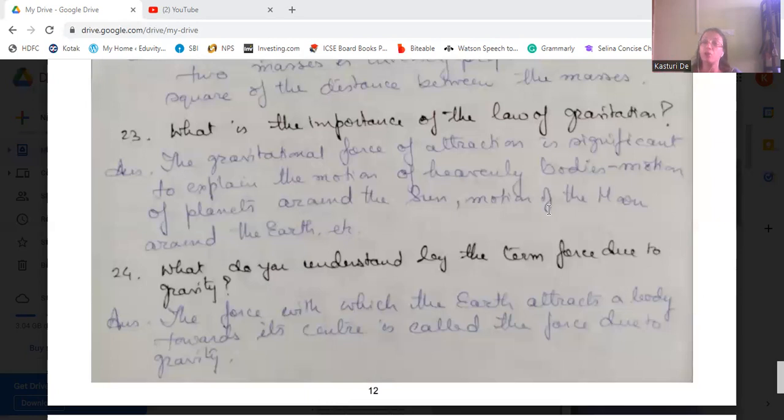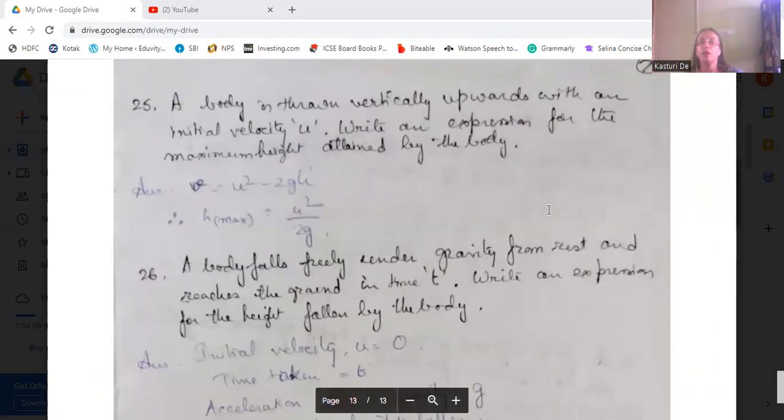Earth attracts a body towards its center. So that is known as force due to gravity. Next: a body is thrown vertically upwards with an initial velocity of u. Write an expression for the maximum height attained by the body.